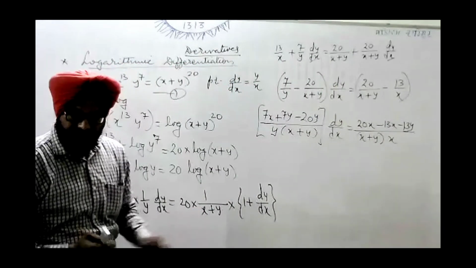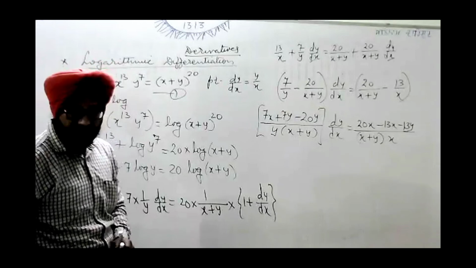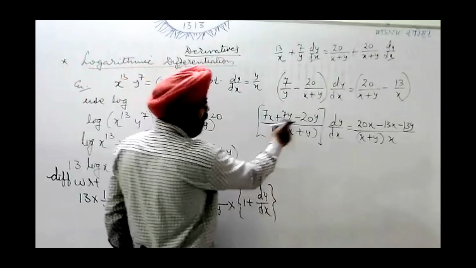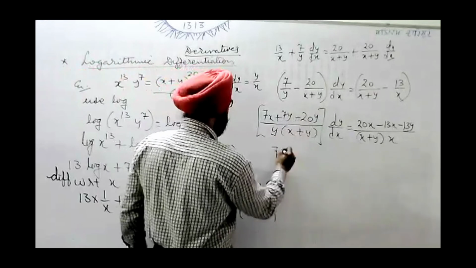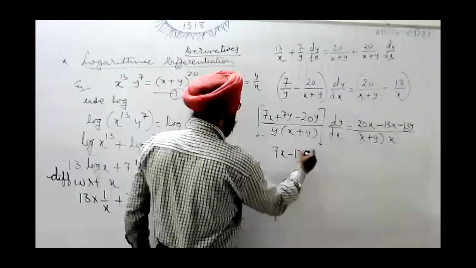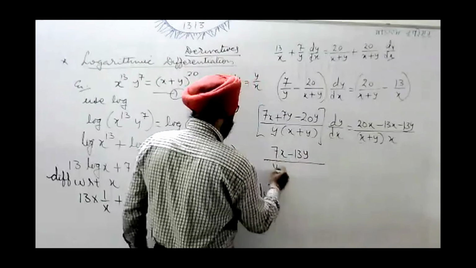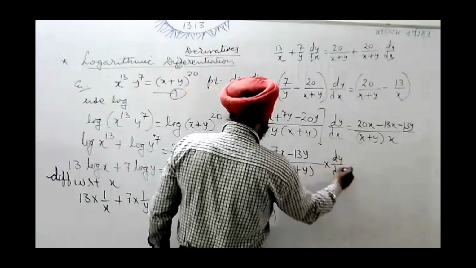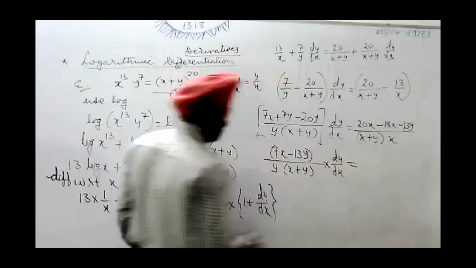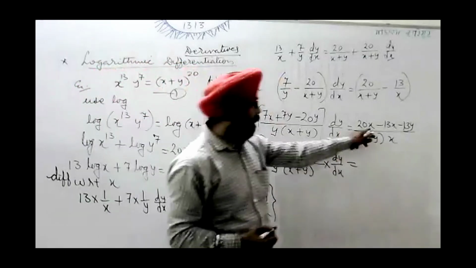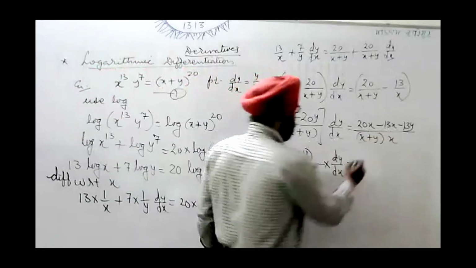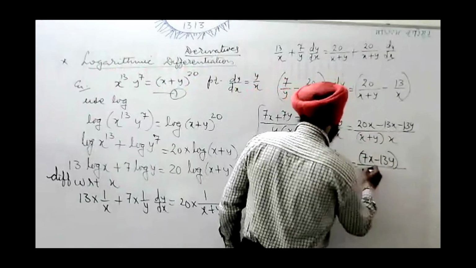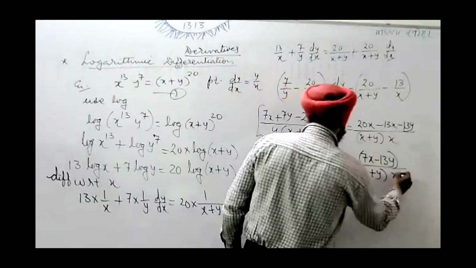First simplify, then we see what happens in conclusion. 7x as it is, 7y minus 20y. We get minus 13y upon y into x plus y, into dy by dx equal to 20x minus 13x, which is 7x minus 13y upon x plus y into x.